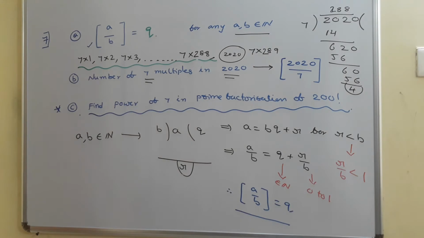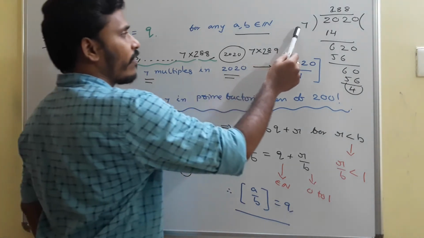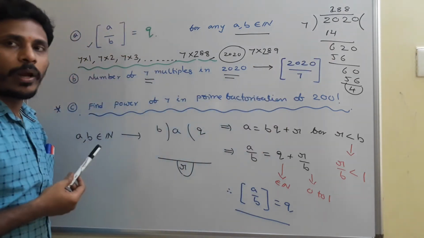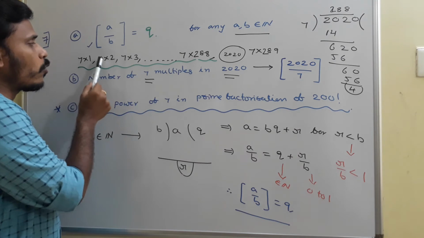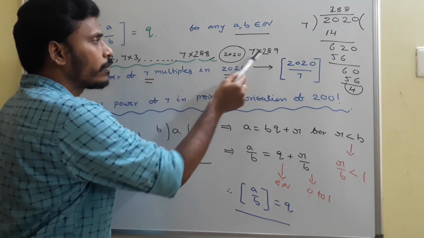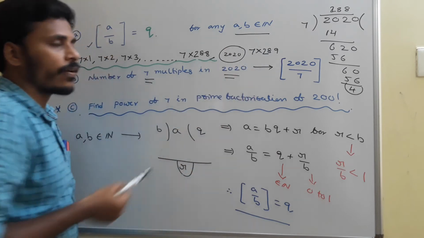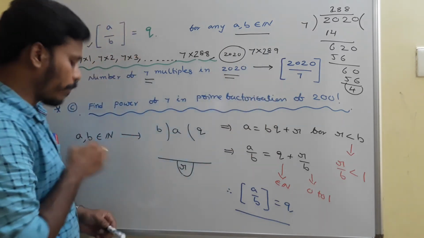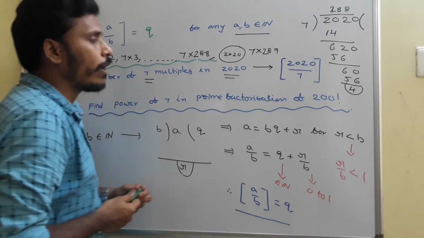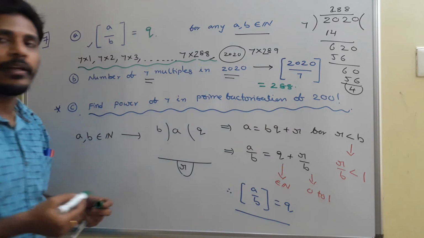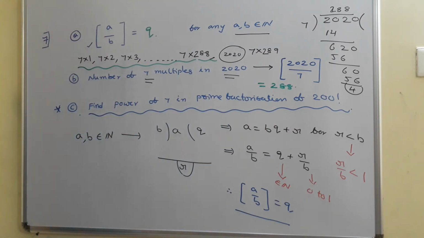Just look there, a simple calculation mistake actually. 2020 divided by 7: 7 twos are 14, right? And that's why it is 288, not 188. So here also 7 into 1, 7 into 2, 7 into 3, up to 7 into 288, and then 2020, after that you will get 7 into 289. So as per that, the step of 2020 by 7 is 288. So the number of 7 multiples in 2020 is 288.